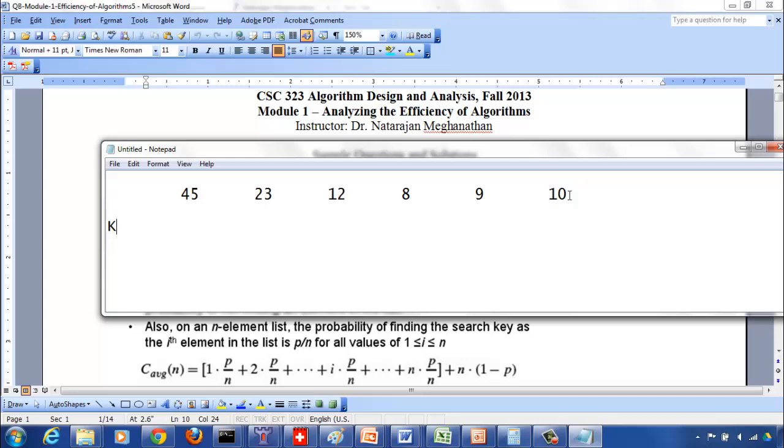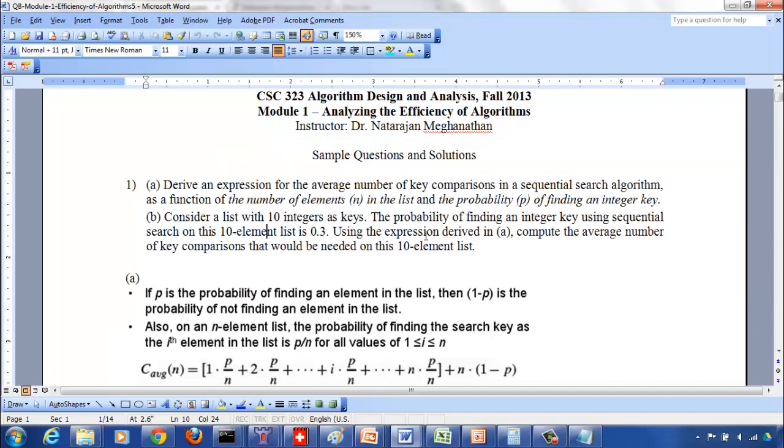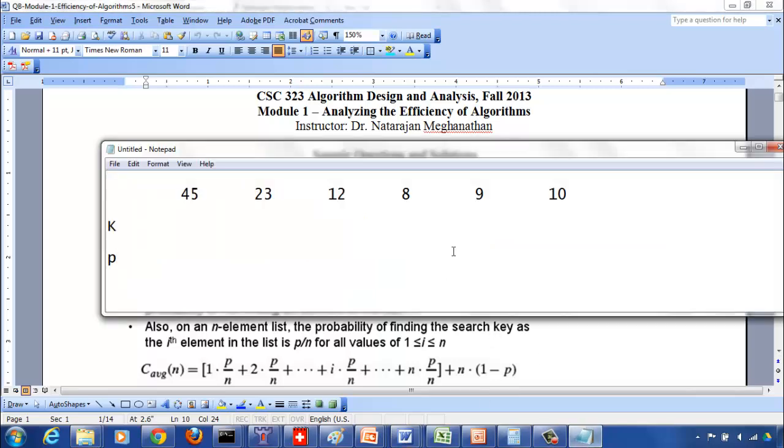So you're given, say, the probability p of finding a particular key or any key in the array. So p is the probability of finding an element in the list. Then 1 minus p is the probability that the element you're searching for is not in the list. Now the element that you're searching for can be anywhere in the list. It can be equally distributed in index 0, index 1, and so on.